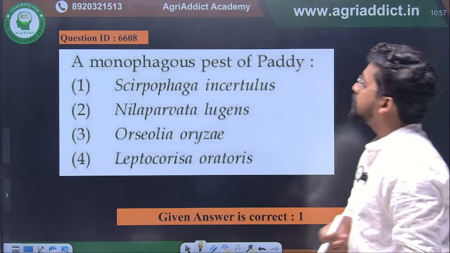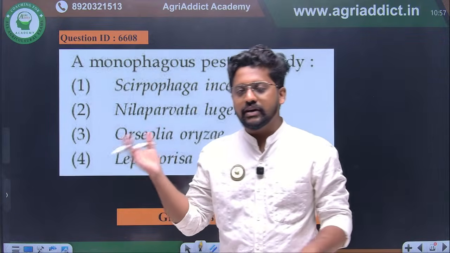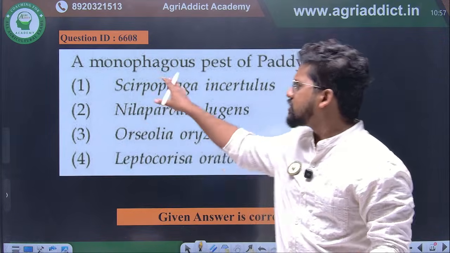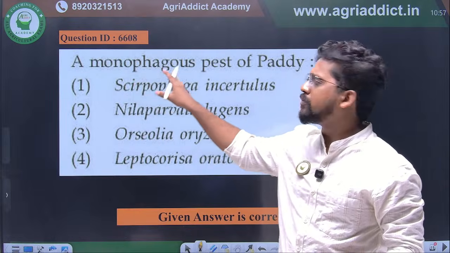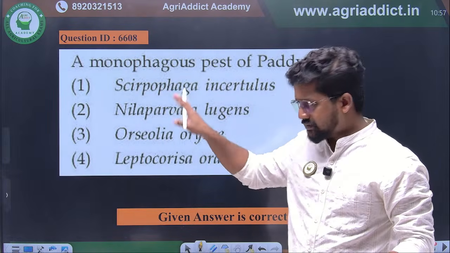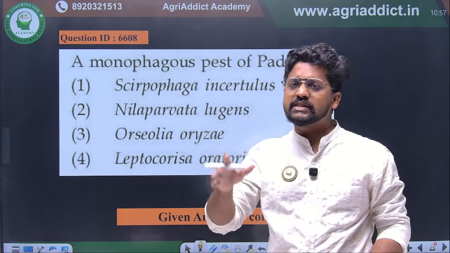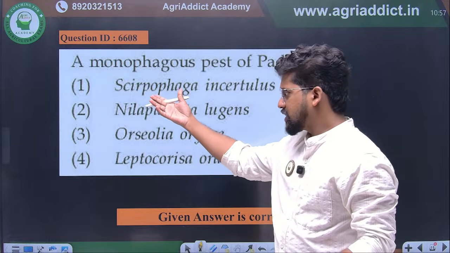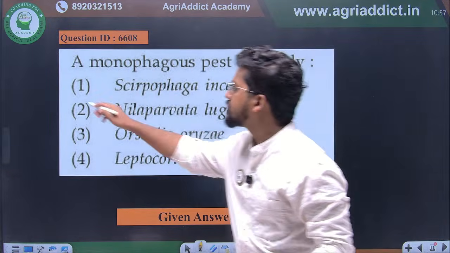Okay. Coming to a general agricultural question. So being an economist, I am going to explain this. So this was a direct, simple, easy question, right? A monophagous pest of paddy, none other than the white stem borer, Scirpophaga incertulas, right? So this was a direct question.